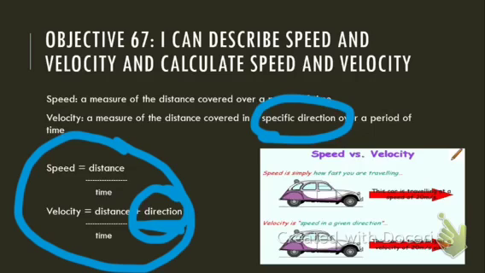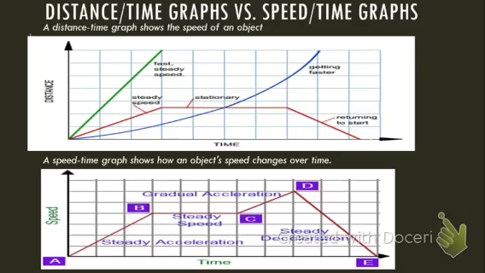Okay, so if you look over here at this, it says speed is simply how fast you're traveling. Velocity is speed in a direction. Okay? Alright, moving on. Distance time graphs versus speed time graphs. And we've talked about distance time graphs already. You guys are already familiar with those because we worked on those with our graphing unit. Okay, so we are going to fill these in on your notes.